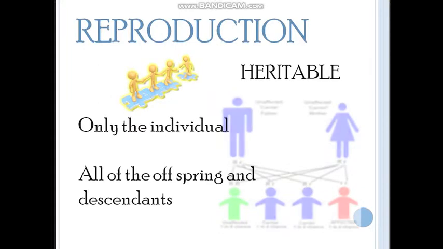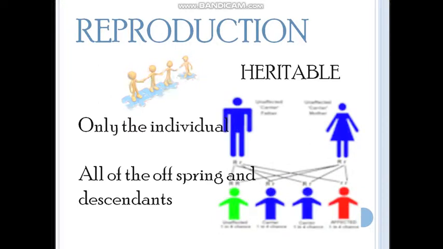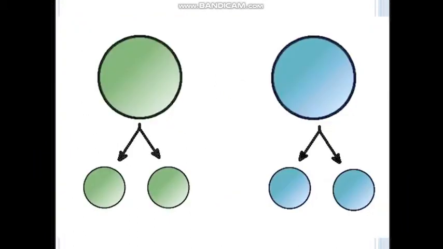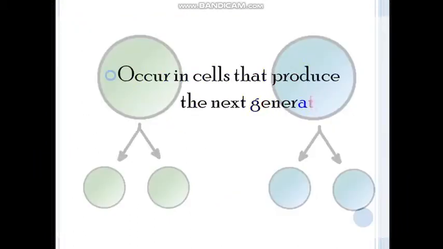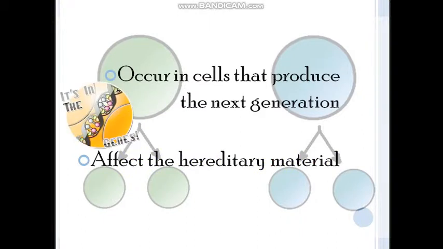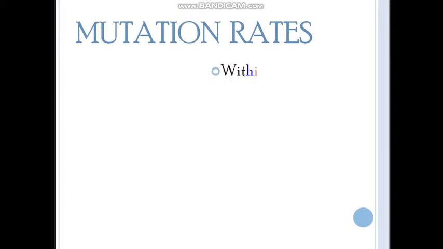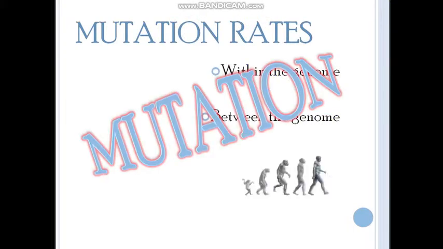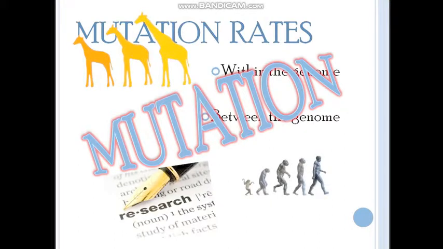further descendants. For mutations to affect an organism's descendants, they must 1. Occur in cells that produce the next generation, 2. Affect the hereditary material. Ultimately, the interplay between inherited mutations and environmental pressure generates diversity among species. Mutation rates can vary within a genome and between genomes. Because mutation is one of the fundamental forces of evolution, such work will continue to be of paramount importance.